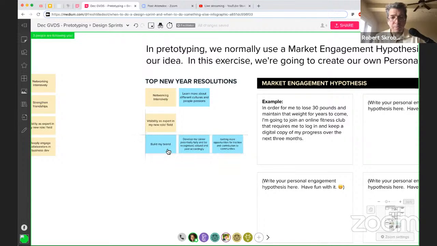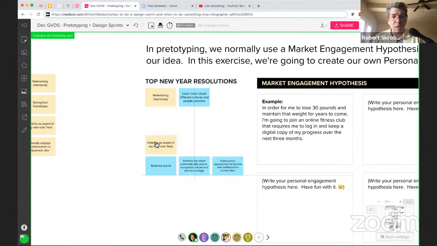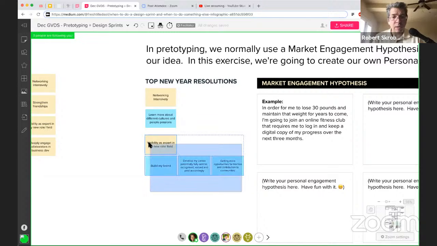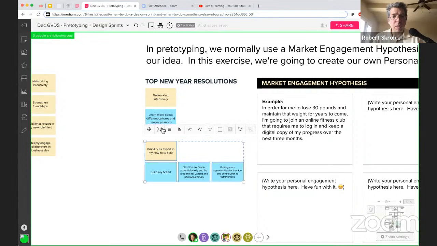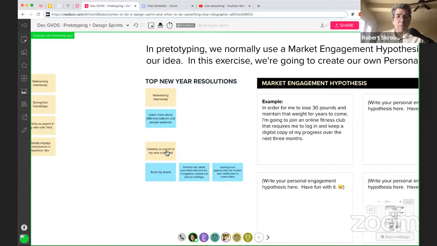All right, so here we go. There are two particular New Year's resolutions and the long-term goals associated with each. For the networking intensively side of things, you want to learn more about different cultures and people's passions. But for visibility as an expert in your new role or your field, you want to build your brand, develop your career potential fully and be recognized, valued, and paid accordingly. And you also want to get more opportunities or traction and contribution to communities.